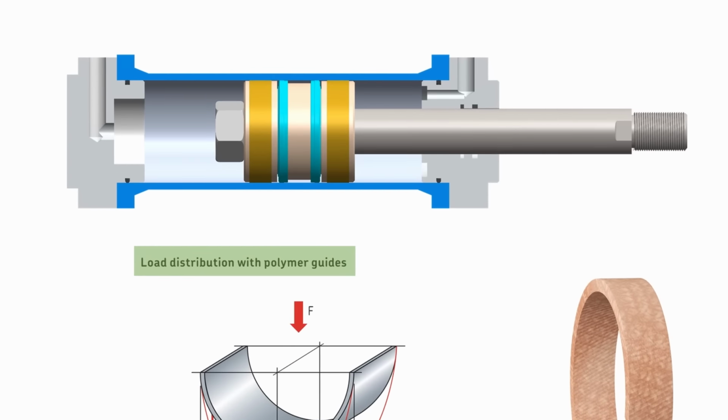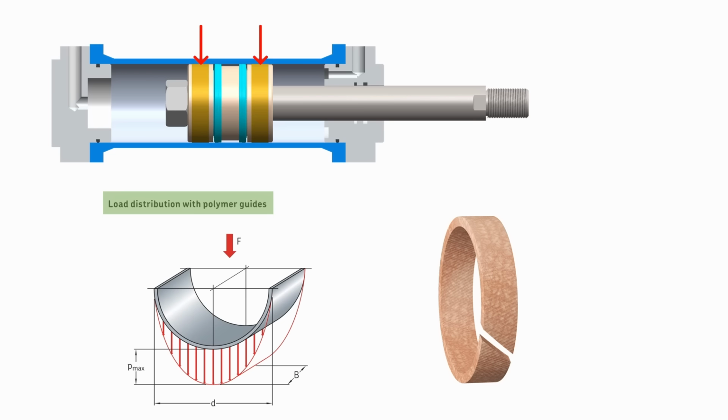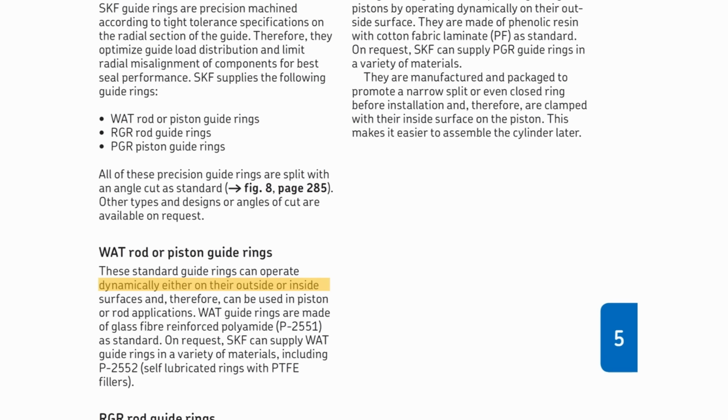And mostly we use 2 guide rings on a piston at both ends to minimize the radial movement during the load and the pressure changes. Now, these rings are typically split for easy installation and to allow better lubrication. Some guide rings are designed to operate dynamically on either their outer side or inner side surface, and therefore can be used as a piston or a rod application.